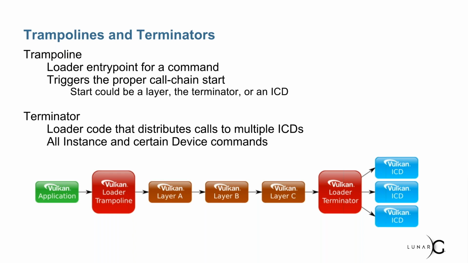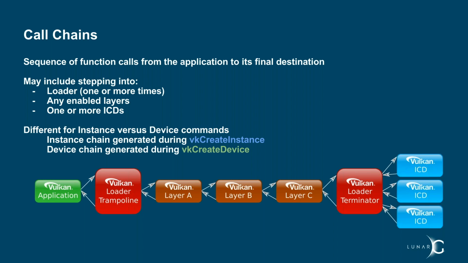On the other hand, the terminator at the end, remember the difference between an instance and a device level object. For an instance object, we have to talk to all ICDs. That's the purpose of the terminator. For a device object, you don't have to talk to all ICDs necessarily. So you can actually go right from layer C to the ICD, which we will show on the next slide. Or not the next slide, sorry.